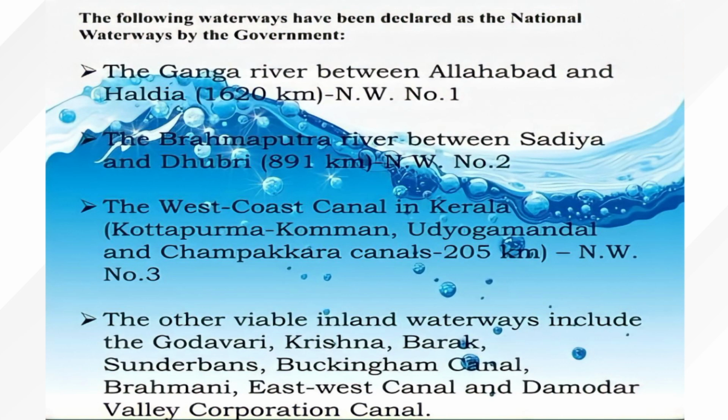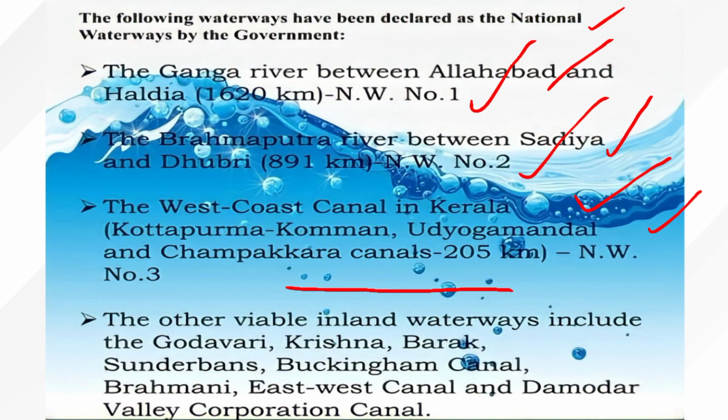The following waterways have been declared by the central government as the national waterways. Ganga River between Allahabad and Haldia, covering 1620 kilometers, National Waterway 1. The Brahmaputra River between Sadiya and Dhubri, 891 kilometers, National Waterway 2. The West Coast Canal in Kerala, Kottapuram to Kollam, and Udyogamandal and Champakara canals, 205 kilometers, National Waterway 3. So, as the distance is reducing, the waterways number is increasing.